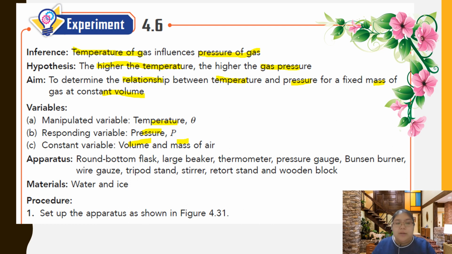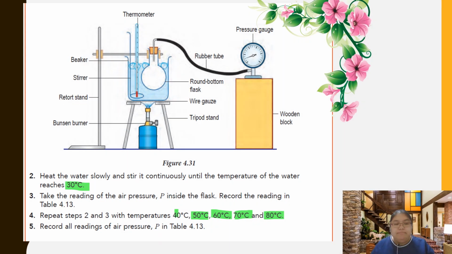Let's see the apparatus. We need a round bottom flask, large beaker, thermometer, pressure gauge, Bunsen burner, tripod stand, and wire gauze. After that, we have a stirrer, retort stand, and wooden block. Now we need water and also ice. You put in ice because you want to make the temperature lower. Let's see the diagram. After you draw the diagram, you need to label it.